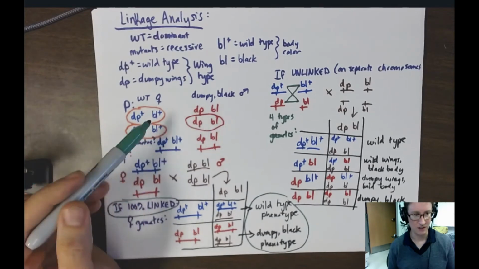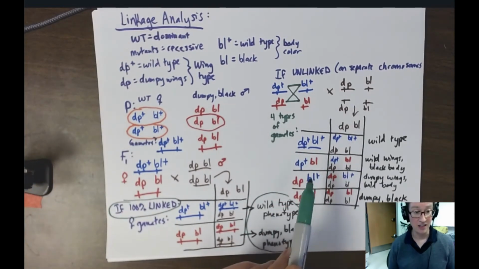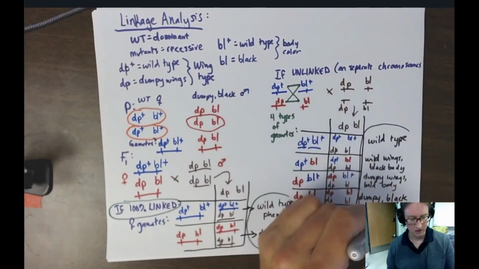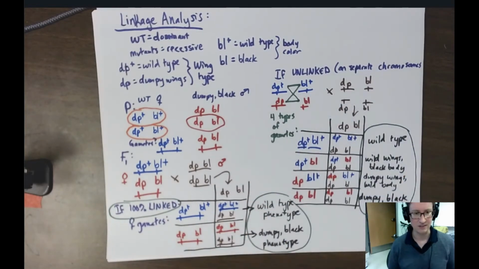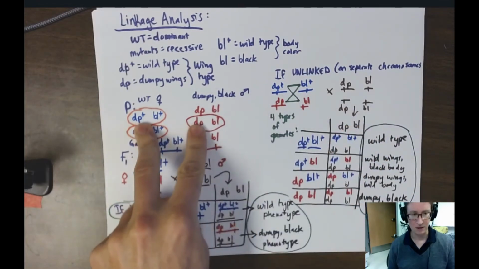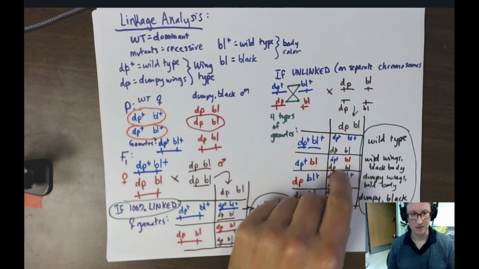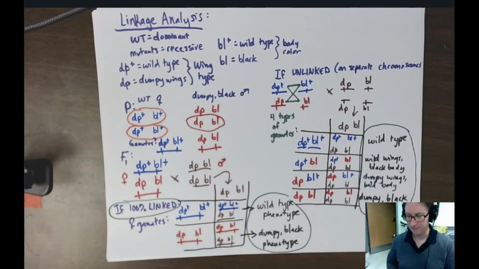the parental phenotypes here. If those 2 genes are unlinked, then we wind up seeing 4 different possible phenotypes instead, right? So 2 of those phenotypes match up with a parent up here, but 2 of those phenotypes do not match up with the parents.